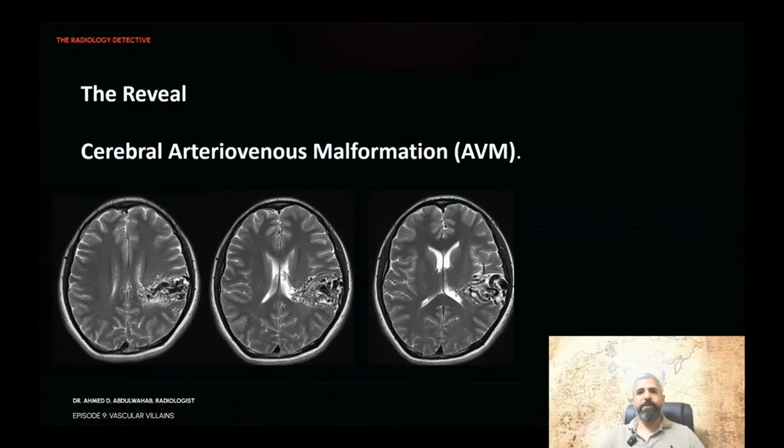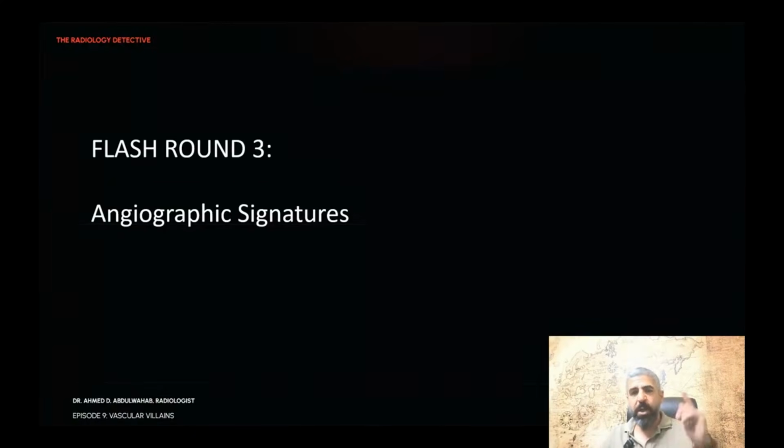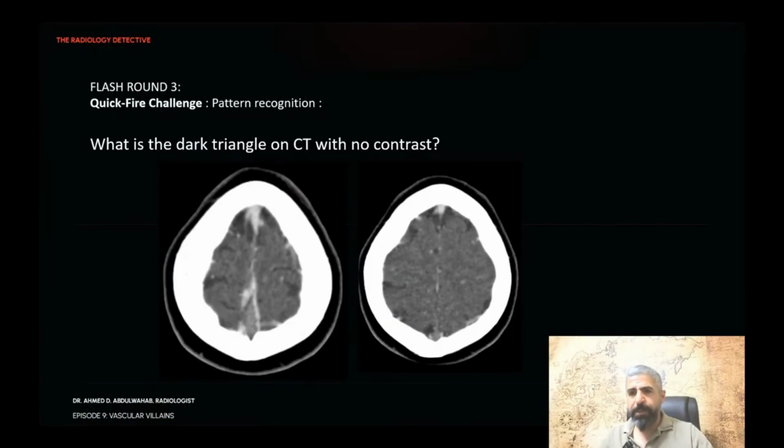So, are you ready for flash round number 3? It's called the angiographic signatures. Quick fire. First question. The dark triangle on CT with no contrast. What is the name of this sign? The answer is the empty delta sign. This is a thrombus within the superior sagittal sinus. You can see it here and here, and that's what we call the empty delta sign.